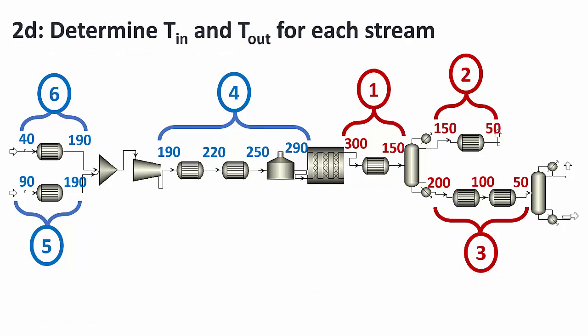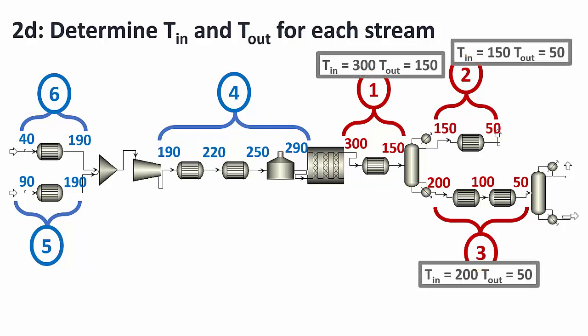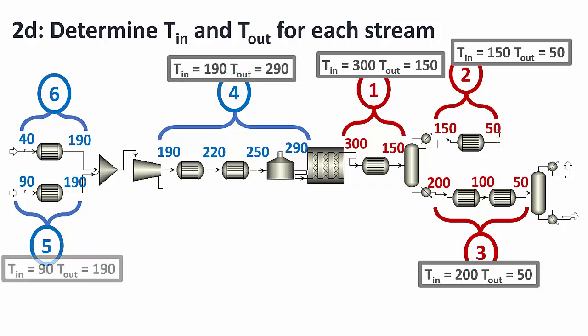The next step is to determine the inlet and outlet temperature for each stream. So I'm going to label the hot streams with their inlet and outlet temperatures. Again, notice that stream 3 has a consolidated temperature out. So the T in is 200, the T out is 500, not 100. Similarly for streams 4, 5, 6, I'm labeling here the T in and T out. For stream 4, I've consolidated these temperatures. T in is 190 and T out is 290.